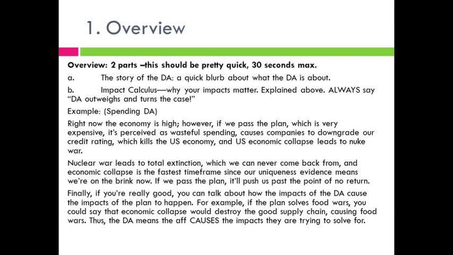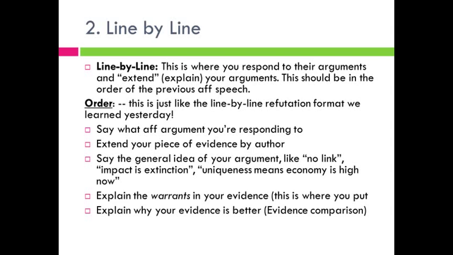So, for example, if the plan solves food wars, you could say that economic collapse would destroy the global supply chain, causing food wars. Thus, the DA means the AF causes the impacts they're trying to solve for. So the AF says they solve for food wars, but by collapsing the economy, the AF actually causes food wars to happen. Okay? The second part is the line by line.